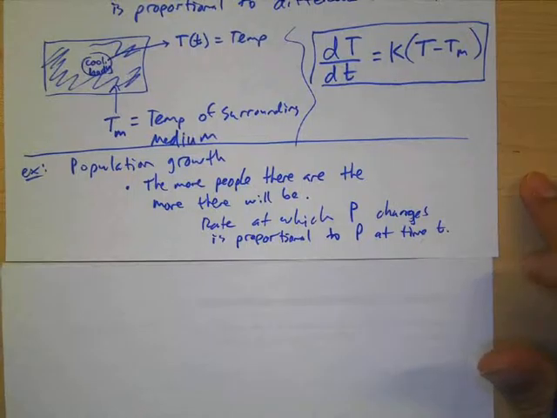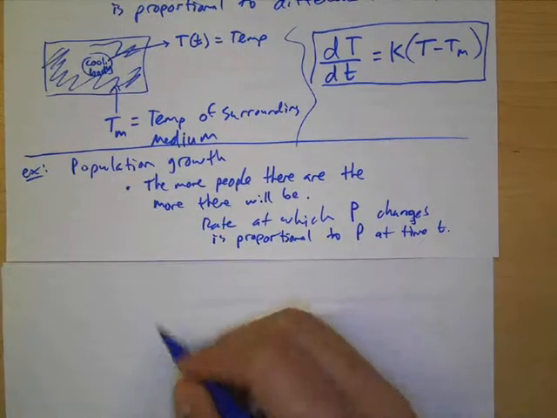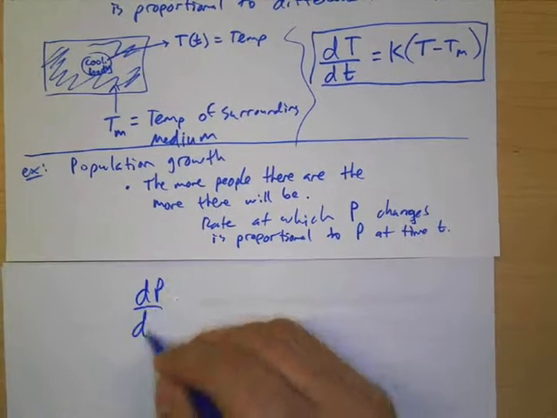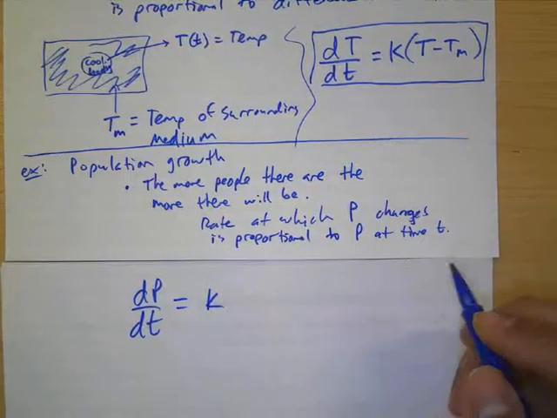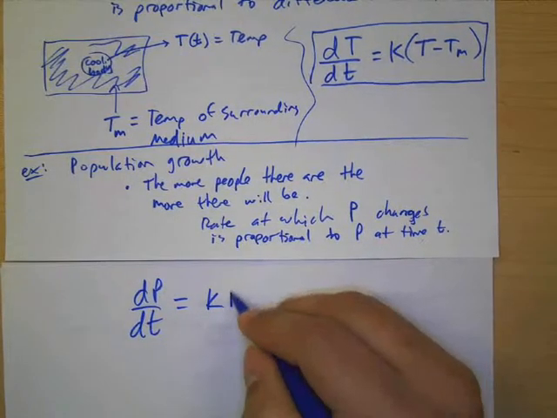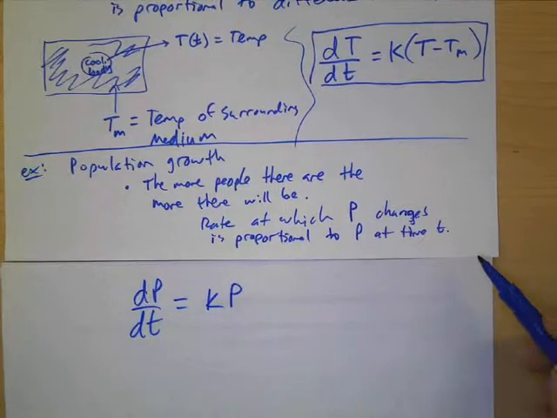So what would a differential equation for this scenario be? dP/dt equals k P. What's our dependent variable? It's the same one. Oh, P. Right.